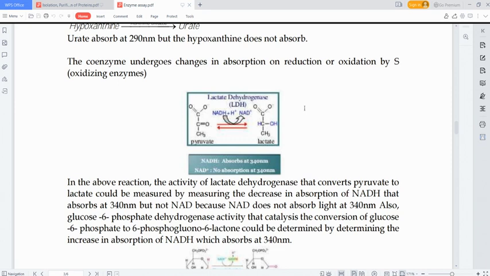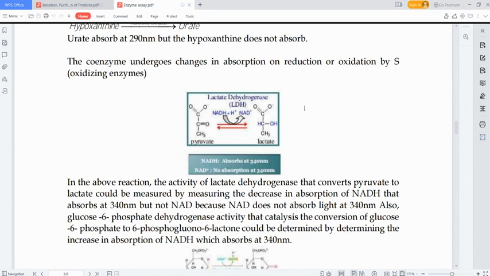Now, sometimes both the substrate and the product do not absorb, but some of these reactions might be making use of coenzymes and cofactors. Okay, now the coenzyme might be absorbing, but the substrate and product do not absorb. So in that case, you can measure the changes in absorbance of the coenzyme. For instance, NADH absorbs light at 340 nanometer, but NAD does not absorb light.